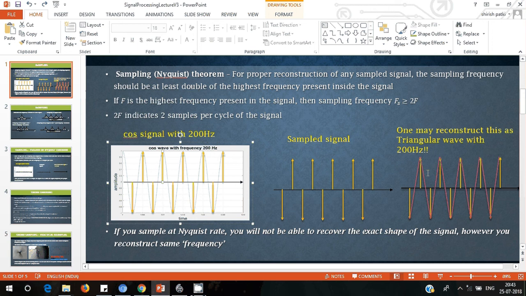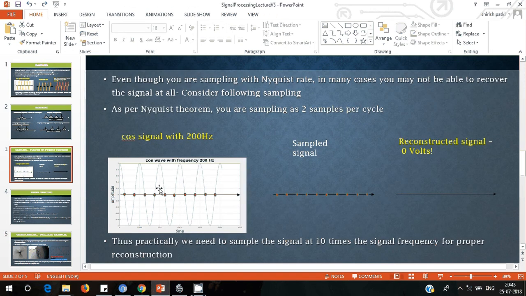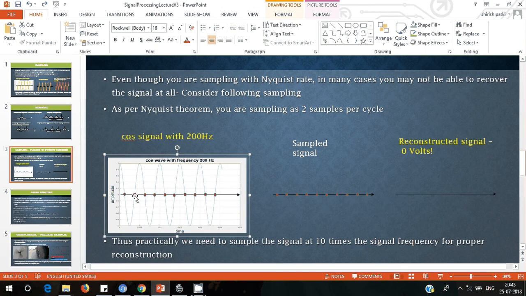That is one thing. Now let us see the cases where your Nyquist theorem may fail if you are not taking precaution during sampling. Consider the same cosine signal. You are taking the first sample here at 0 volt. The next sample is again taken here at 0 volt. At equal intervals, you will be taking the samples. So you are sampling at the Nyquist rate, taking 2 samples per cycle.